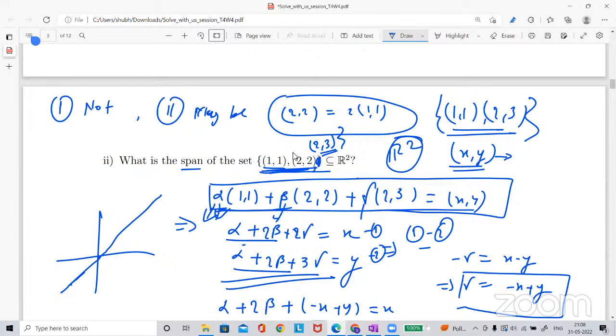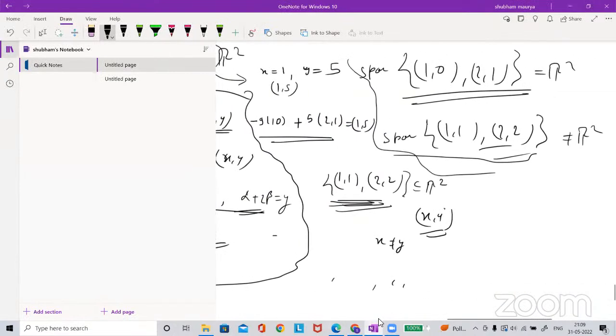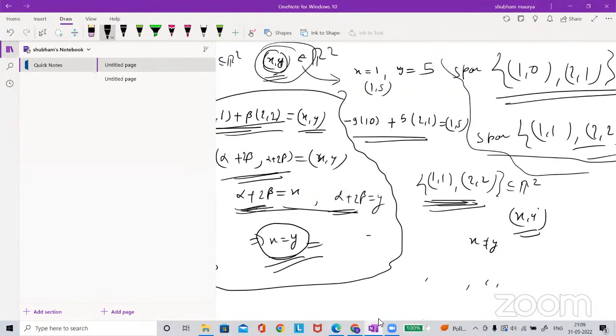Sir, in the question (1,1) and (2,2), that is given a unique solution. (1,1) and (2,2) give no solution. In the previous one, as you have just seen, you are not getting no solution when you assume any vector.